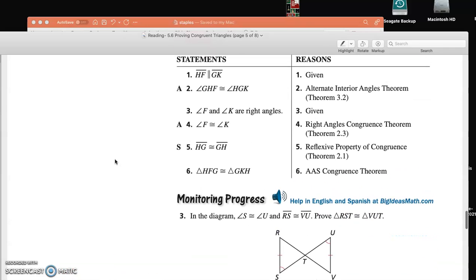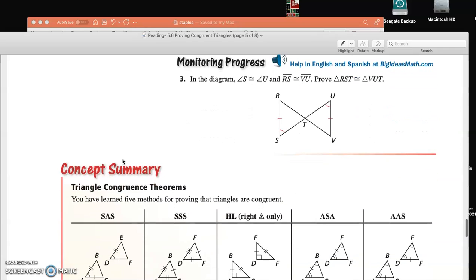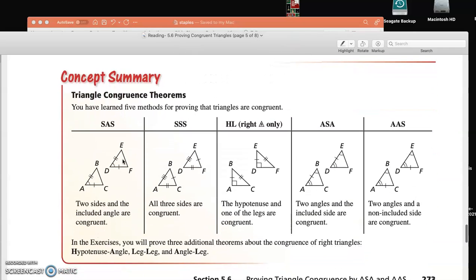What I'm going to do is go through these step by step with you. And then I like this, it's like a summary. These are 5 ways that you now have of proving triangles congruent: SAS, SSS, HL, ASA, and AAS. All right, that's pretty cool. That's a good little summary.